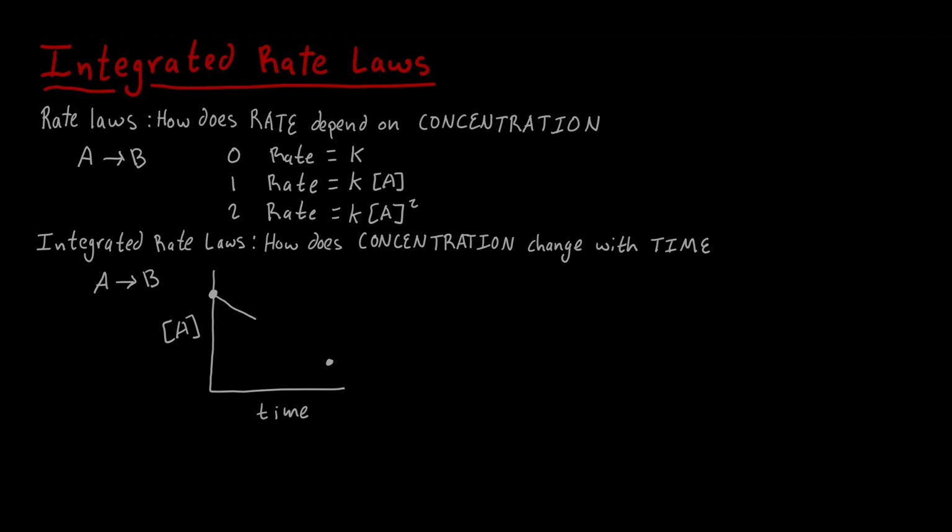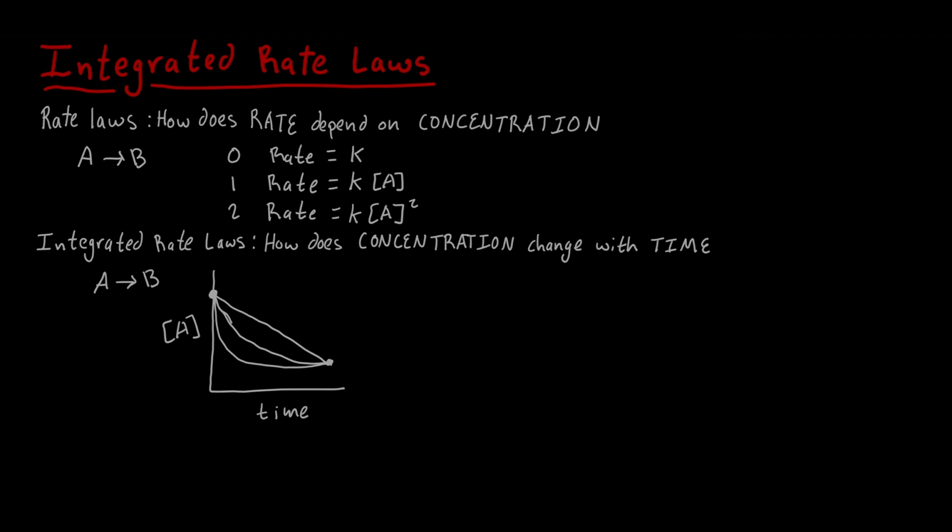So for example, does it go in a straight line? Maybe it starts using a little bit more of the reactant at the beginning and then it slows down, or maybe it reacts really quickly at the start and then it slows down and moves to the end position.